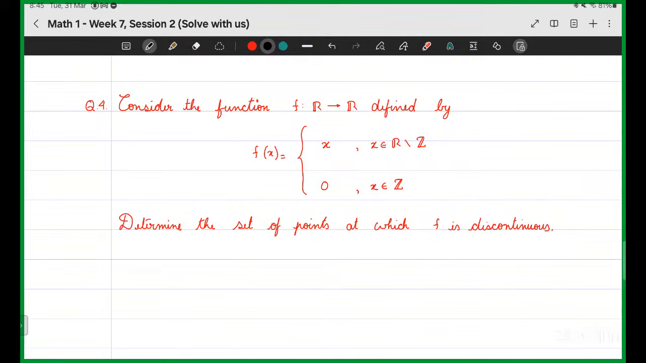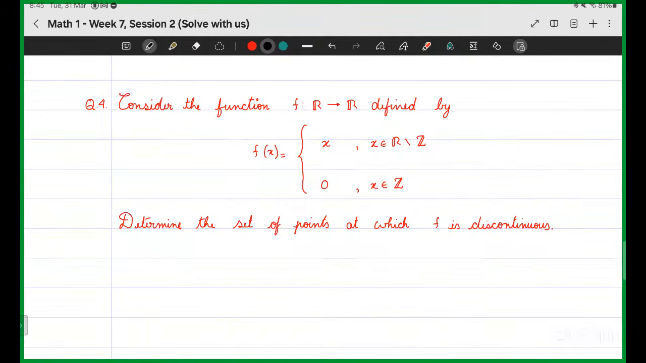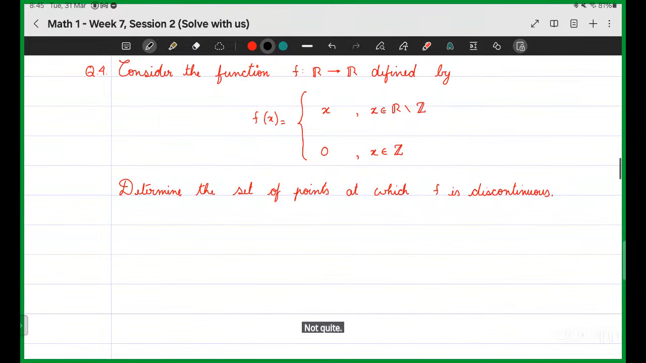Any guesses? Sir, I guess at integers it will be discontinuous. Not quite. I mean, almost, but there is one small step. There are functions which are discontinuous at integers. Well, let me say not all integers. So can you refine your answer? Maybe except 0.